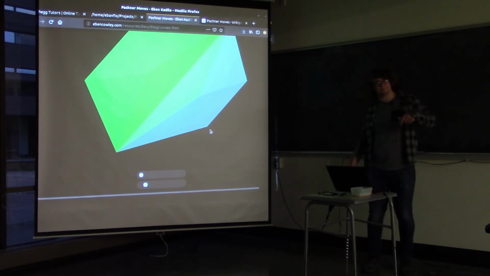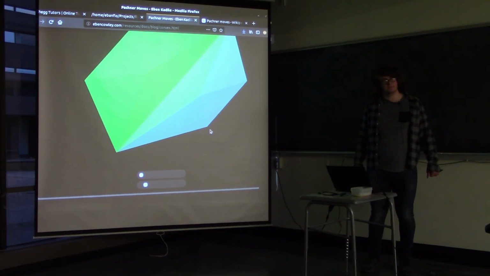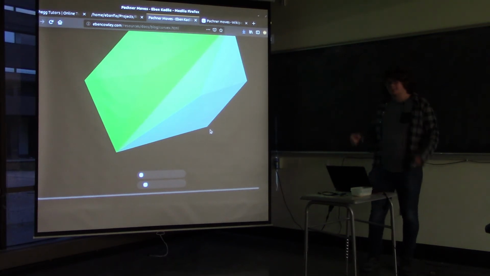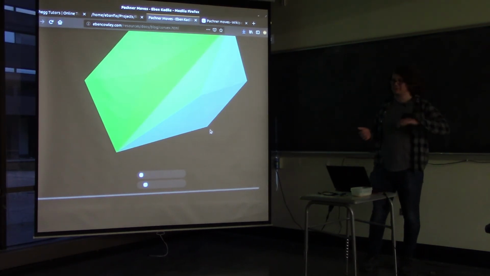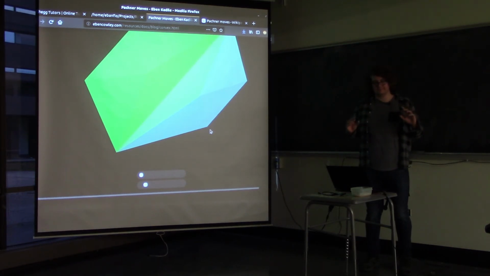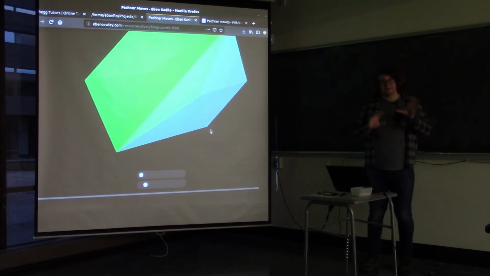So the slider is moving vertices and you're just redrawing the convex hull at each step? Yeah. So the conclusion of this part is that if you have a finite set of points and you take the convex hull, you move one of the points in the set and recompute the convex hull, it'll always correspond to a Pachner move.